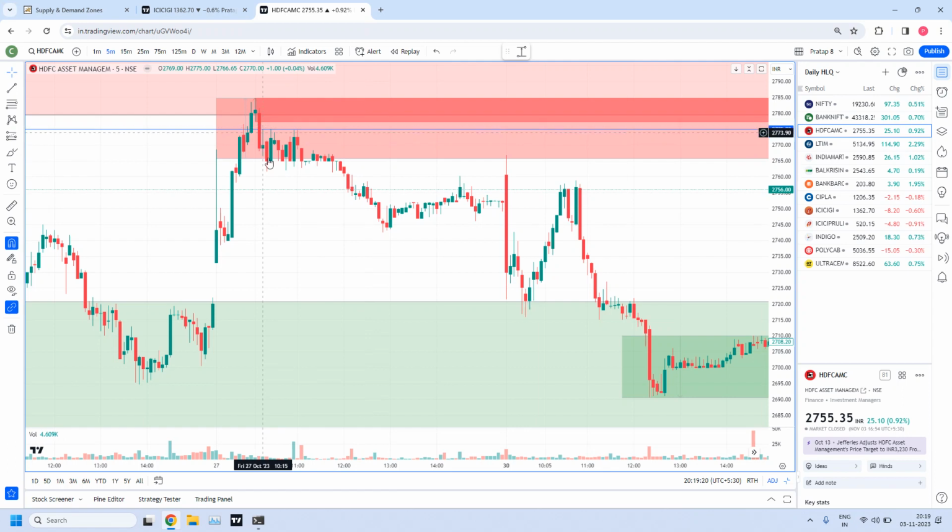See, the first time price pushed, second time price pushed it down, third time price pushed it down. You got a good target here.